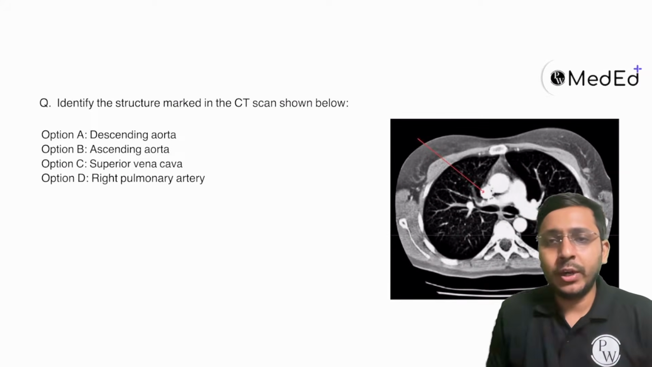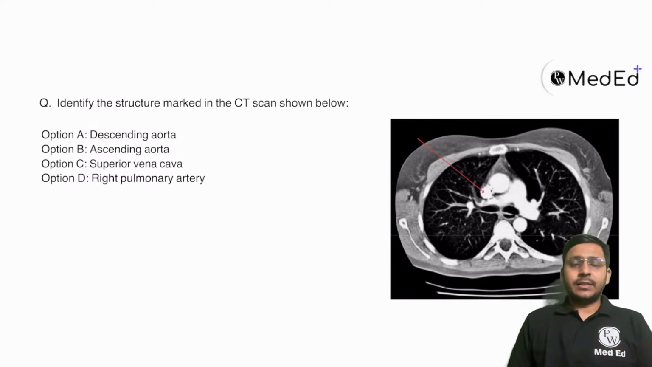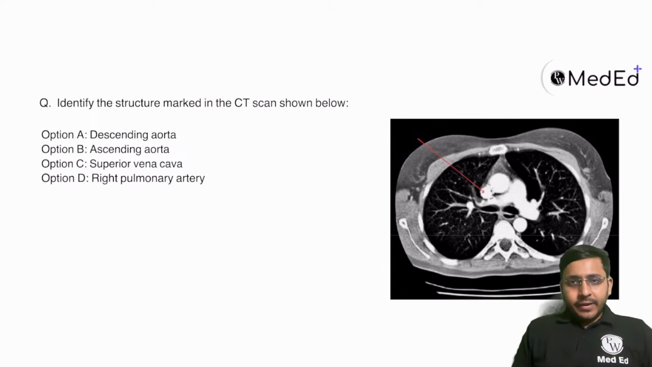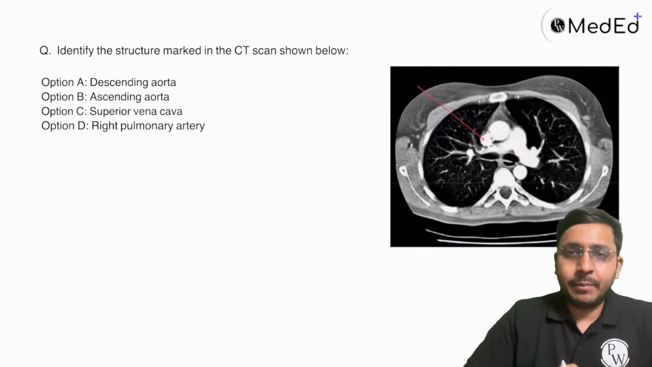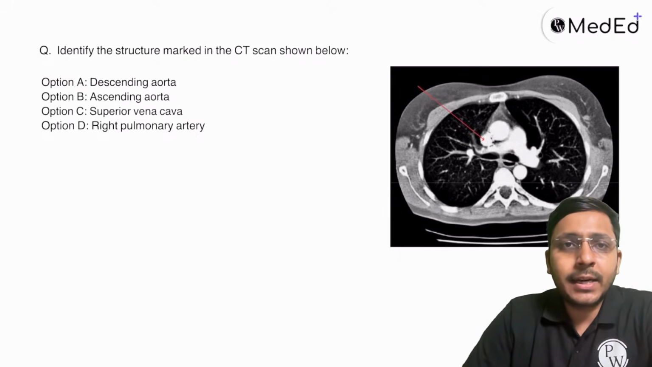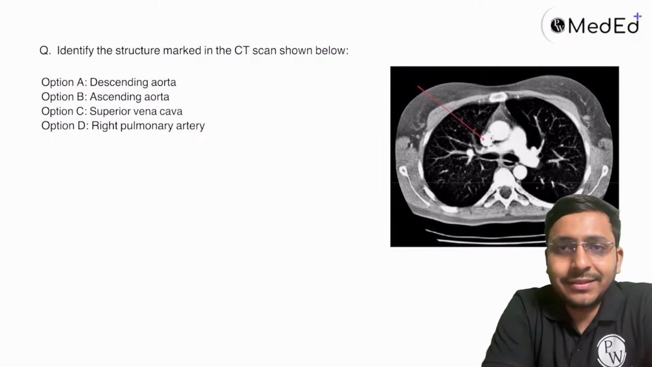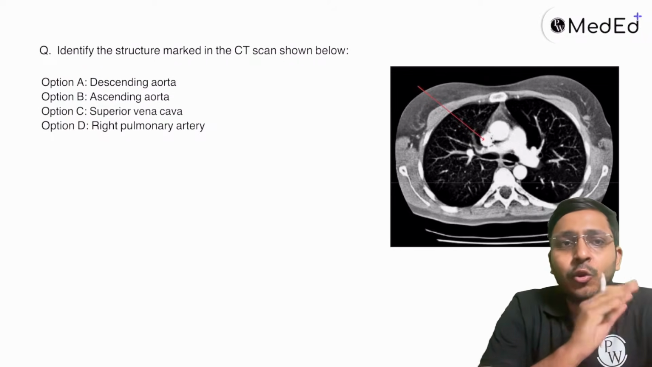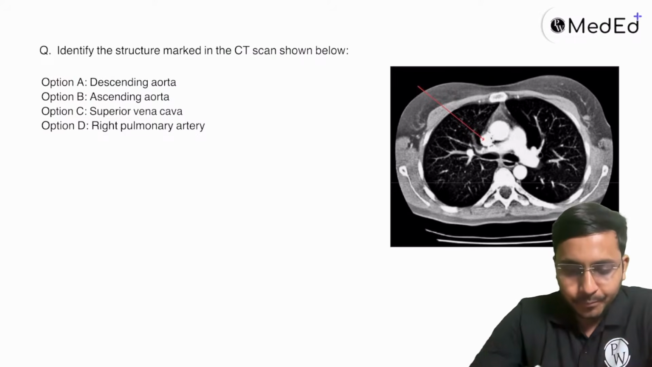Okay, one-liners, only questions, no discussion. These were PYQs, so I've kept these PYQs as they are. We'll do a rapid fire PYQ. Identify the structure marked in the CT scan shown below. What is this arrow pointing towards? We'll just do question and answer, no discussion.